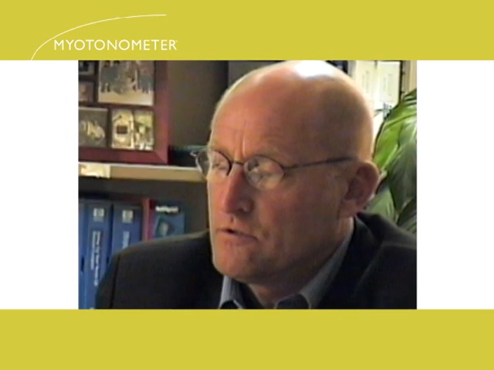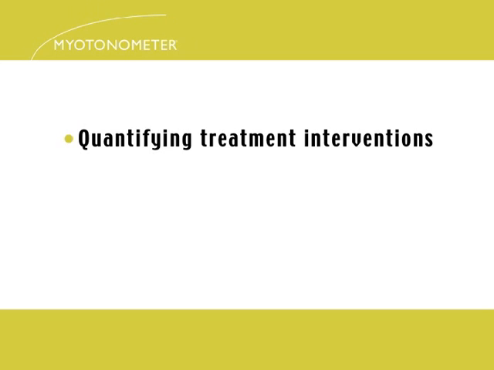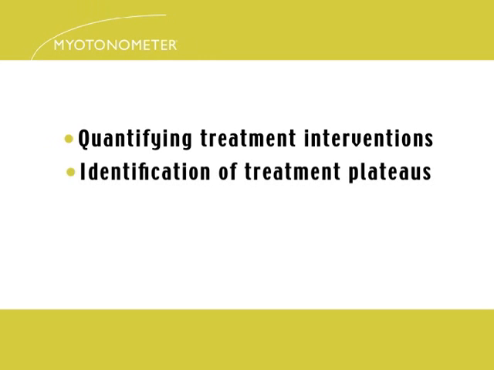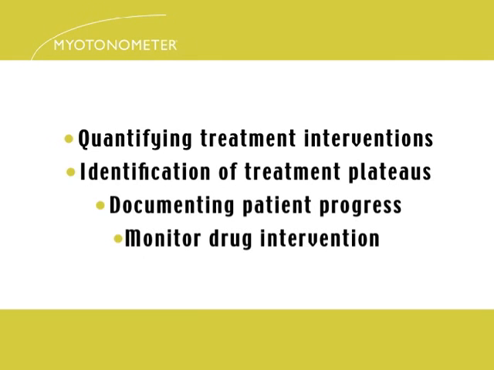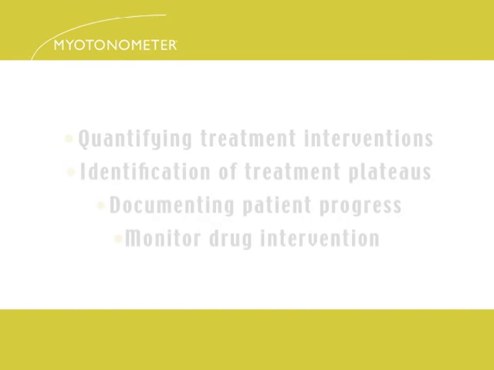Also, unlike these subjective tests and computerized isokinetic testing, myotonometer measurements can quickly be obtained from postural as well as extremity musculature. Examples of the utility of quickly quantifying these impairments include quantifying treatment interventions, identification of treatment plateaus, documenting patient progress, and also increasing the ability to titrate drug administration much more effectively, because now the common side effect of muscle weakness can be quantified together with the effectiveness of tone-reducing medications and injections.